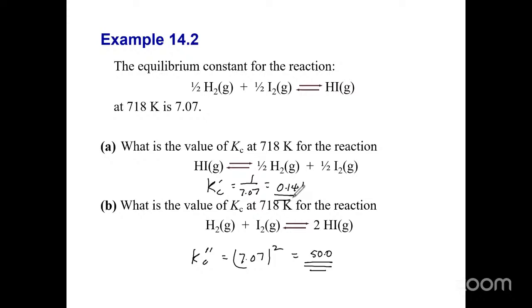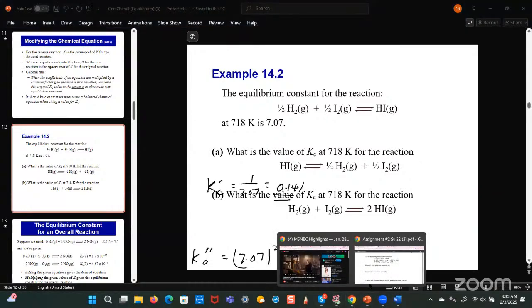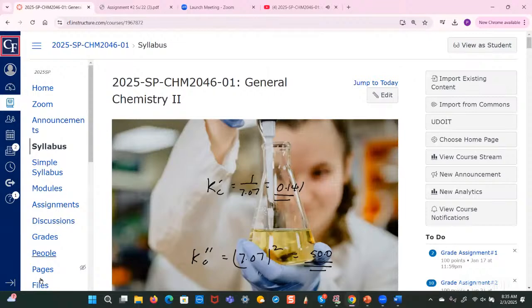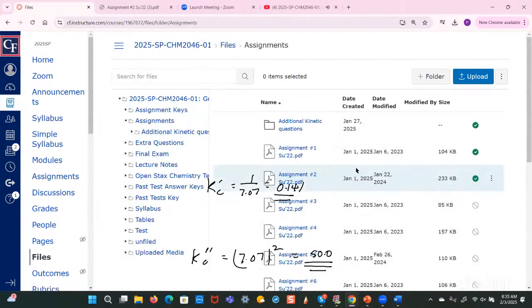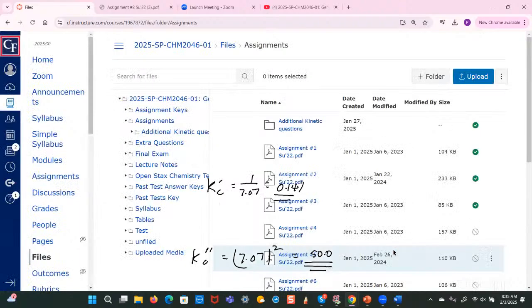For you guys out there in Zoom, I'm not sure if I published assignment number 3, so let me do that now if I haven't done that yet. Okay, so assignment number 3 is now published. So you guys out there in Zoom can get started on that.